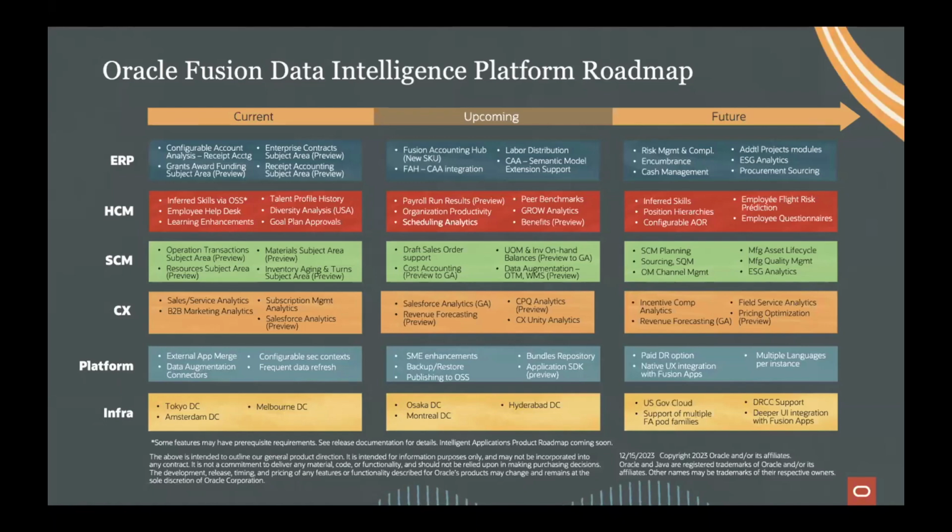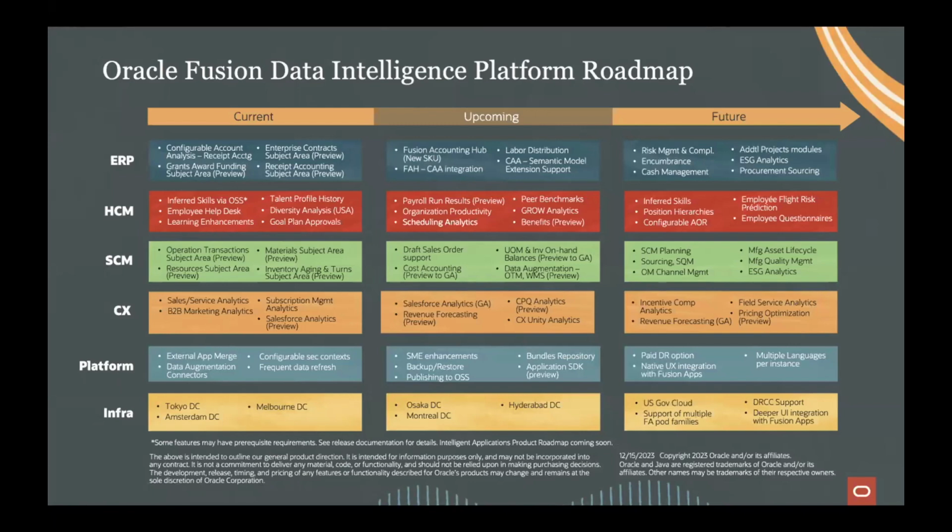On the ERP side, one of the most requested features that we're going to have in the next couple of releases is the Fusion Accounting Hub. We're also going to have labor distribution and the configurable account analysis support of semantic model extension. I'm just going to name a few of these features as there are so many included in this roadmap. But on the future side for ERP analytics, we're adding risk management and compliance, as well as cash management and procurement sourcing.